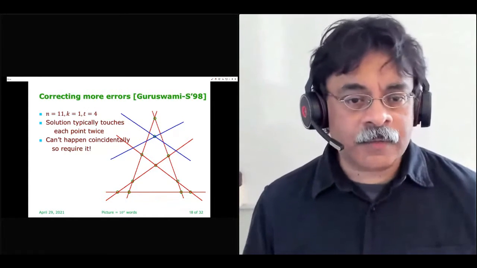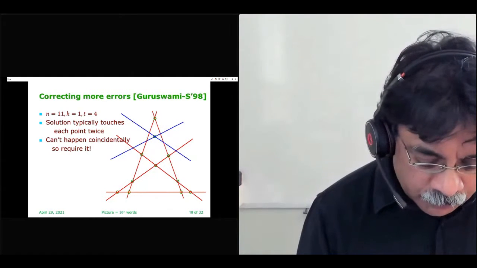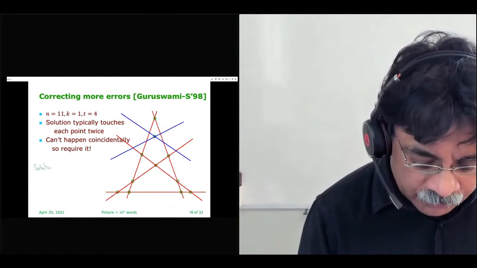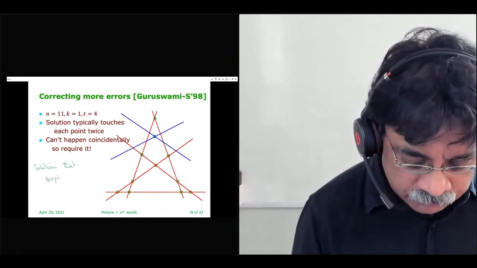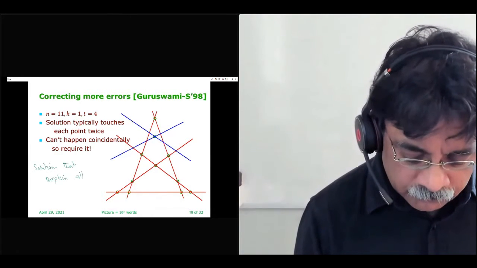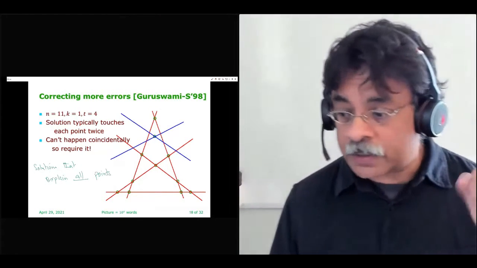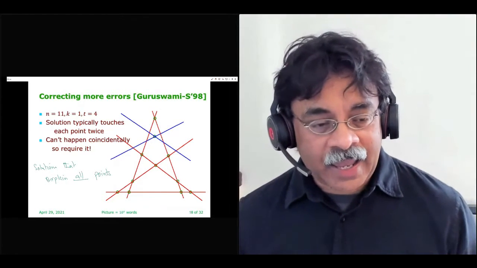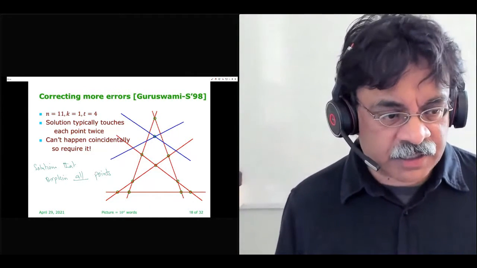And what makes all of this easy? There are two important lessons. You're always looking for solutions that explain all points. You never ask for solutions which go through most of the points, always all. And that makes it a much easier problem, just linear algebra at this stage.